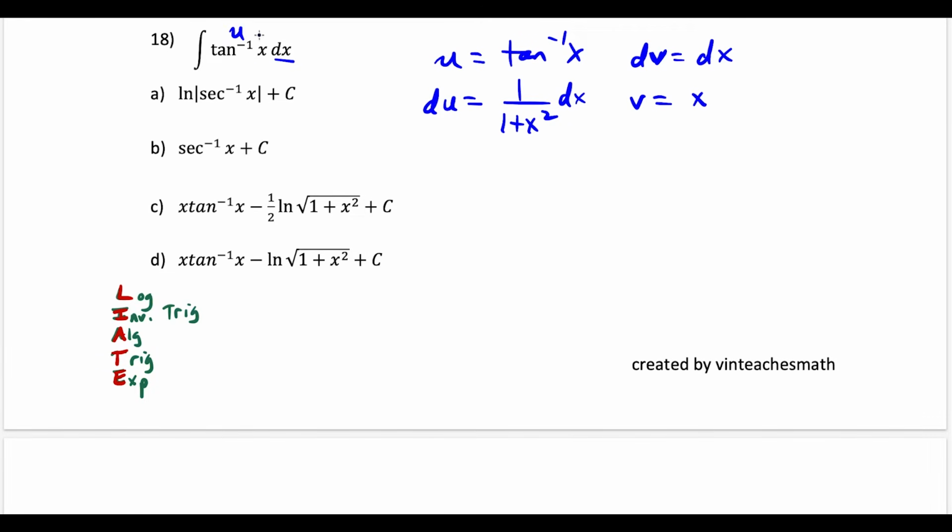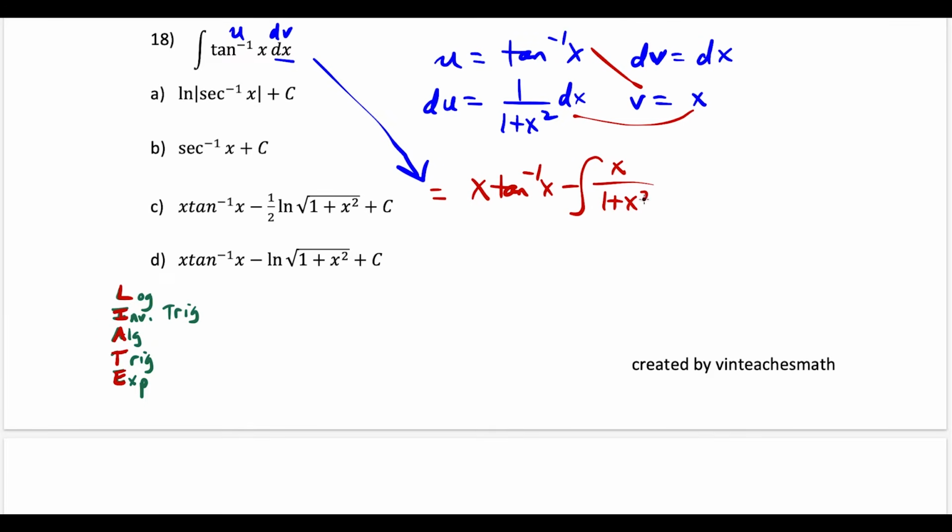So we have u times dv, and now we could apply the integration by parts formula. This is going to be equal to, we have the product of u times v, which is x tangent inverse x, minus the integral of, we have x times this expression here, which will give us x over 1 plus x squared dx.